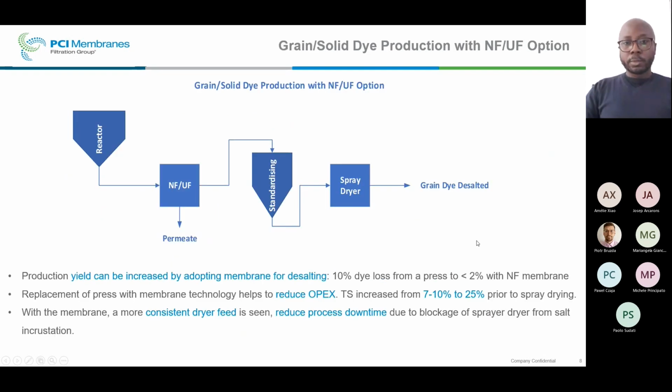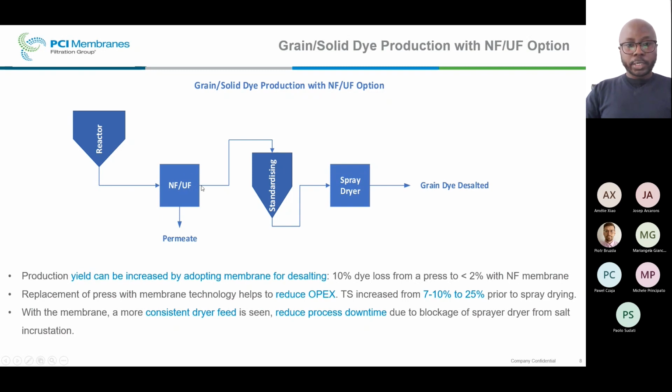And then the other option, as I explained before, is that the dye could be marketed in grain or solid state. So this part of the presentation gives you an overview of how the solid dye is being produced. This, of course, also comes through the first part of the process, which is the reactor, in which case we have the reactions undergoing between the components that make up the dye.